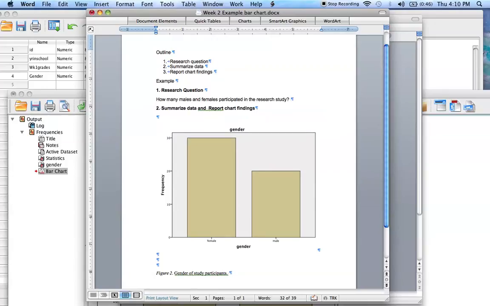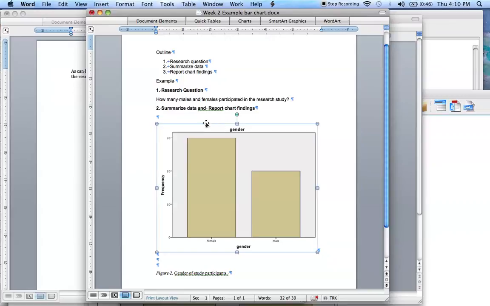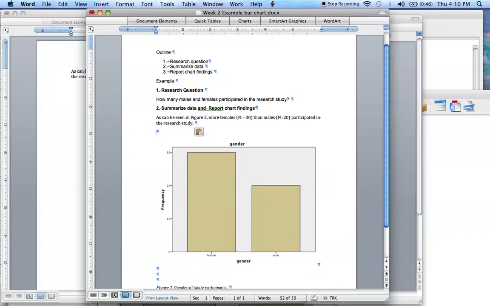So here's what we're going to say. As can be seen in Figure 2, more females (n = 30) than males (n = 20) participated in the research study. Okay, so we're going to include that here.